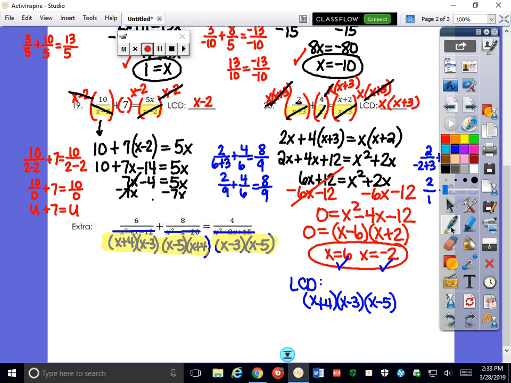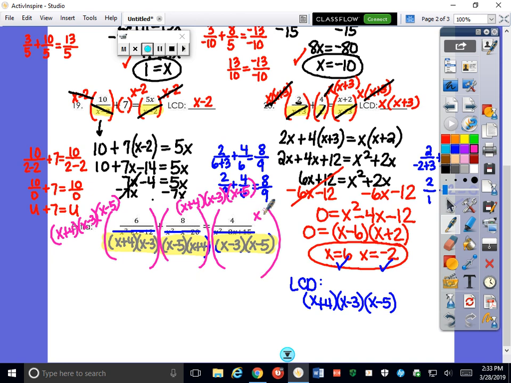Okay? So here's what you have to do. You have to multiply all of these by x plus 4 times x minus 3 times x minus 5. All three of them. Okay, so the LCD has to be multiplied by all three. So now we get to cancel.